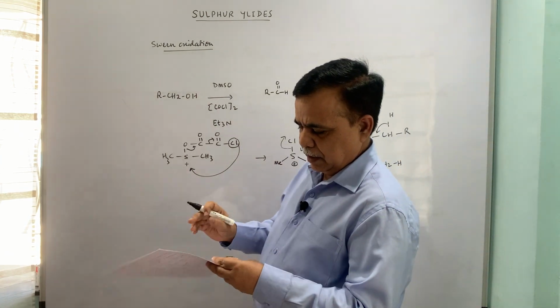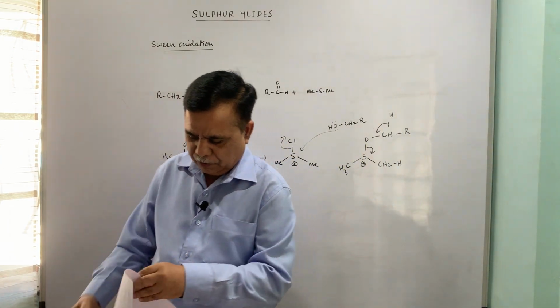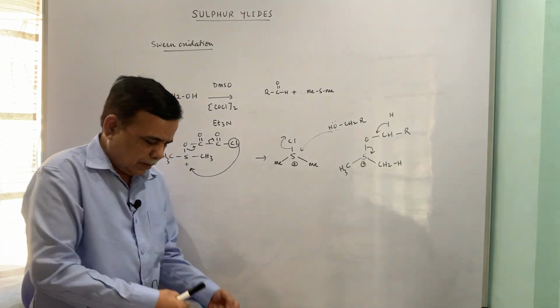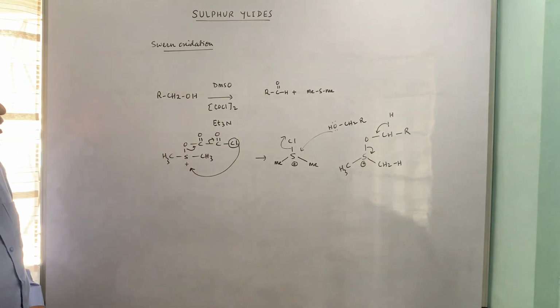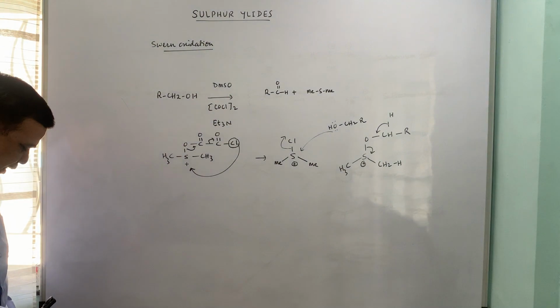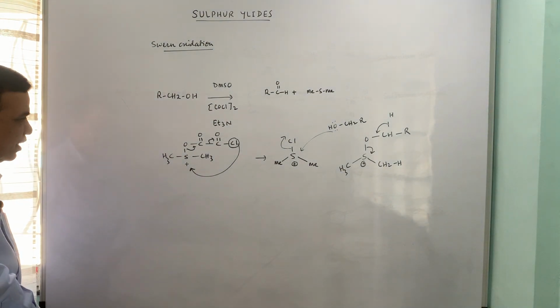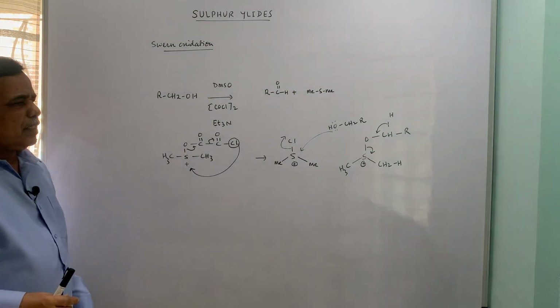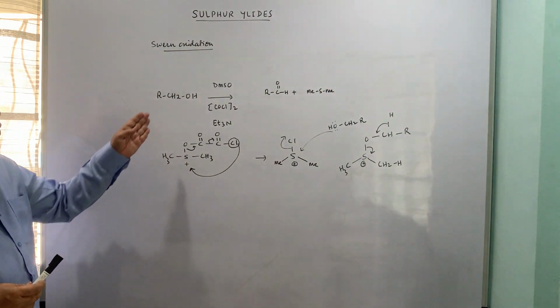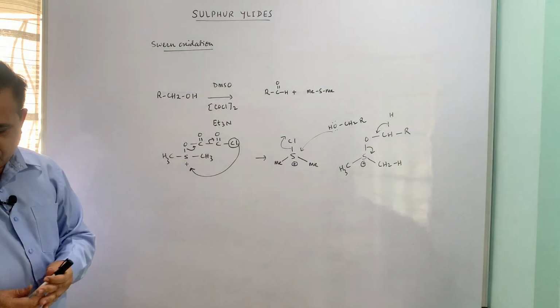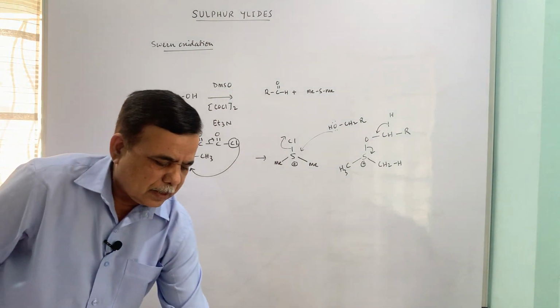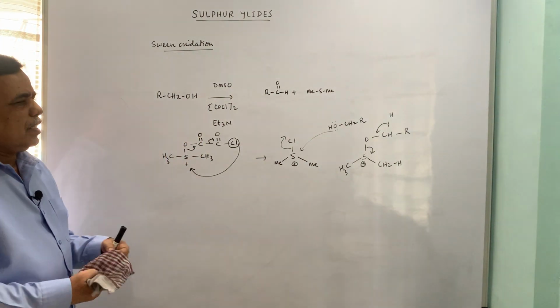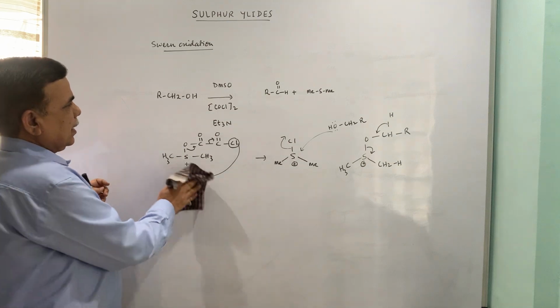So that is the example which illustrates the Swern oxidation. You can write any other examples also, the mechanism would be the same more or less, and the role of triethylamine is to abstract the proton, that is as a base, to facilitate the formation of aldehyde.